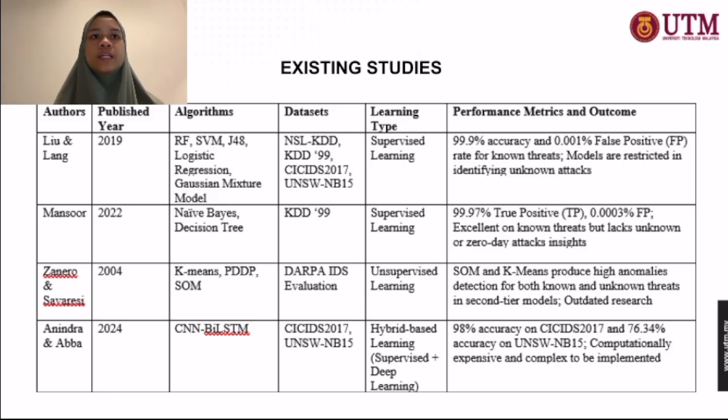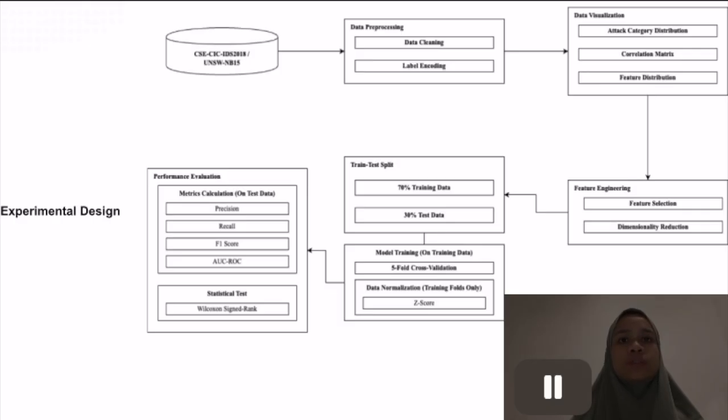So overall, these studies highlight a trend. While supervised models excel in known threat detection, they lack adaptability. Unsupervised and hybrid models provide better support for detecting unknown threats, but they come with challenges in terms of complexity or outdated techniques. This helps justify the direction of this research in focusing more on unsupervised learning models that can adapt to modern network traffic threats while maintaining computational efficiency. The figure shows the experimental design of this research.